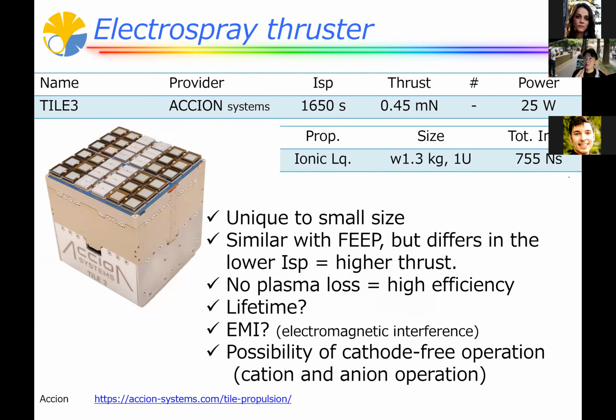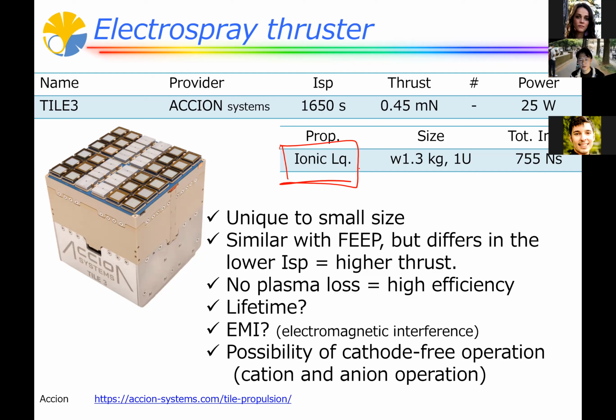Okay, we have two remaining thrusters, and one is this electrospray thruster. In this thruster, they don't generate plasma. They directly extract ions from a liquid, and as the liquid they use an ionic liquid, a very low vapor pressure liquid. The unique point of this thruster is that this technology is unique to small size.